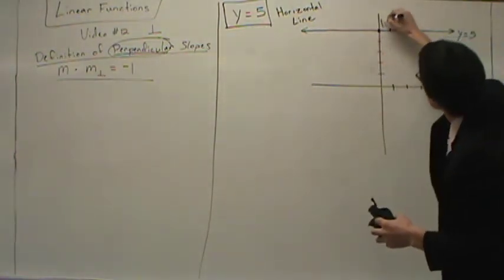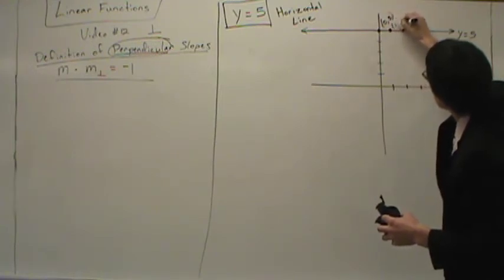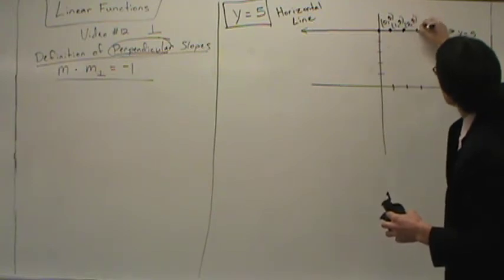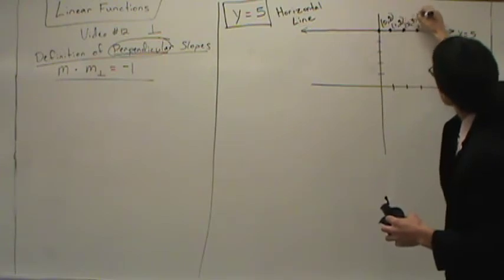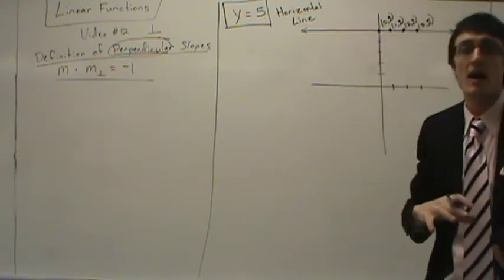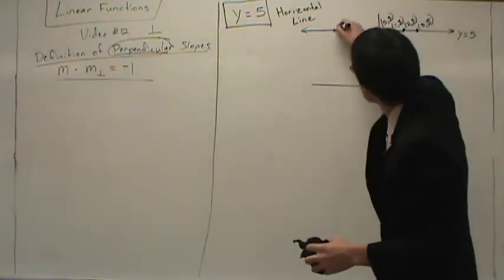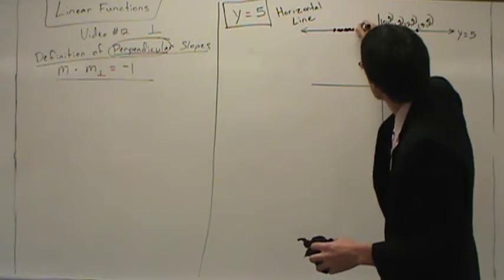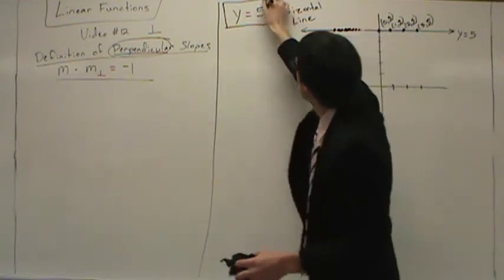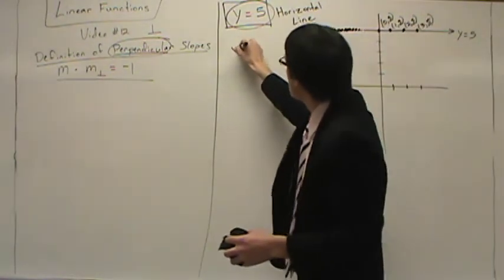This point is the point 0, 5. This point is the point 1, 5. This point is the point 2, 5. And this point is the point 3, 5. Notice, all of these points share what in common? They share a y value of 5. So does this line represent infinitely many points? Hopefully you say yes, infinitely many points with a height of 5.